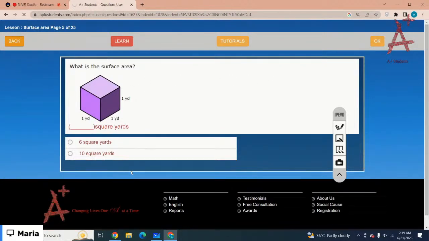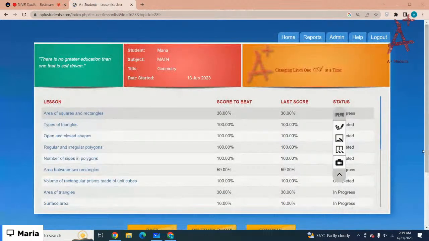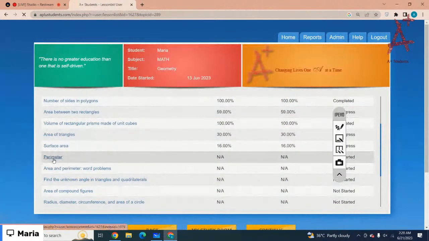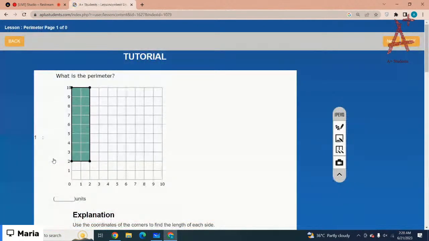Okay, you can complete the test by yourself later today. Let me just move on to the next lesson. The next lesson is perimeter. What is the perimeter?